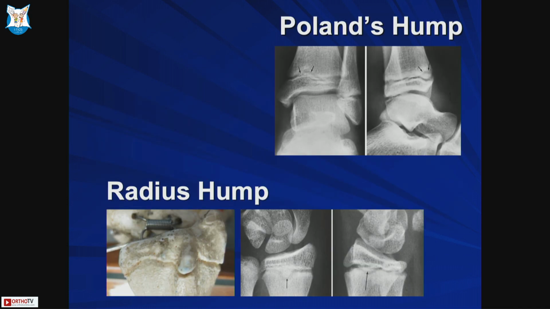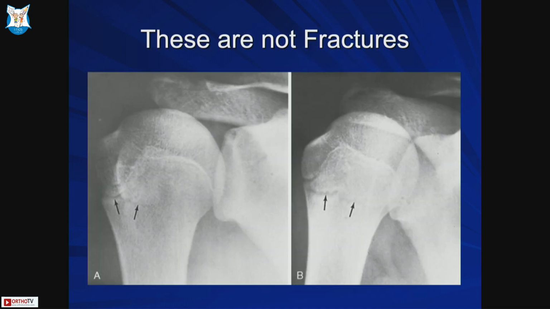And then you have these humps, which are indentations in the physis. You see the Poland's hump as well as the radius hump, which is around the Lister's tubercle. And this is, if your fracture line goes to this area, there are higher chances of having growth arrest because it's irregular in this area. And again, these are not fractures.